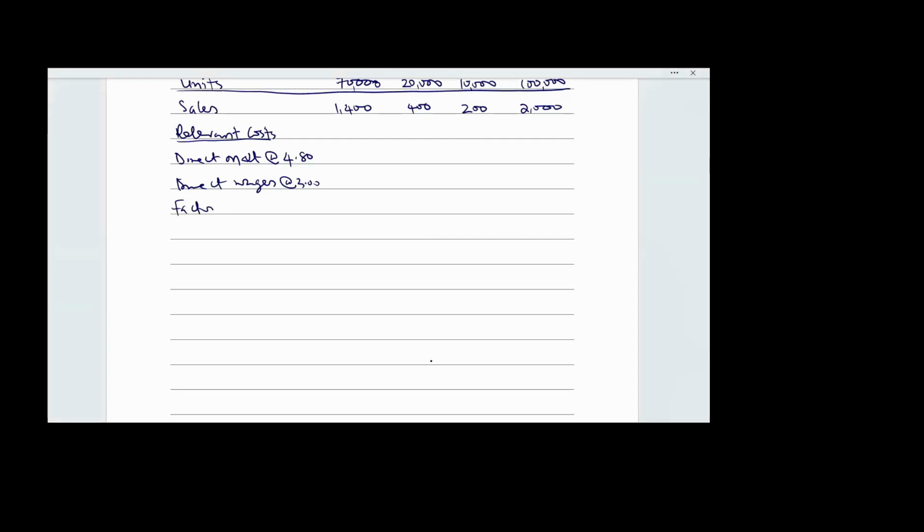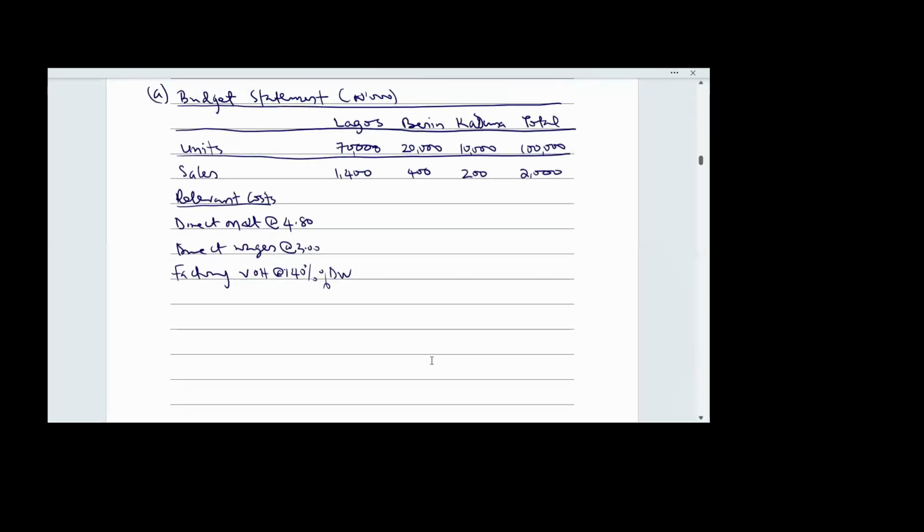Factory variable overhead. How much is that? It is 140% of direct wages. So I would then say 140% of direct wages. Let me see if that space will... no, I've extended beyond the normal space. Let me write this: factory variable overhead at 140% of direct wages.